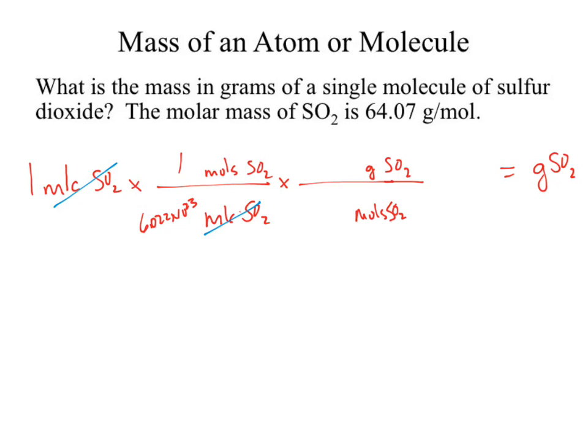Where does the 64 show up, in front of what? Grams. So what number needs to show up in front of grams in our conversion? 64.07. What number shows up in front of moles? 1. What happens? Moles of SO2 cancel, and now what we've got is grams of SO2 as our unit. Punched into the calculator, we now have our answer.